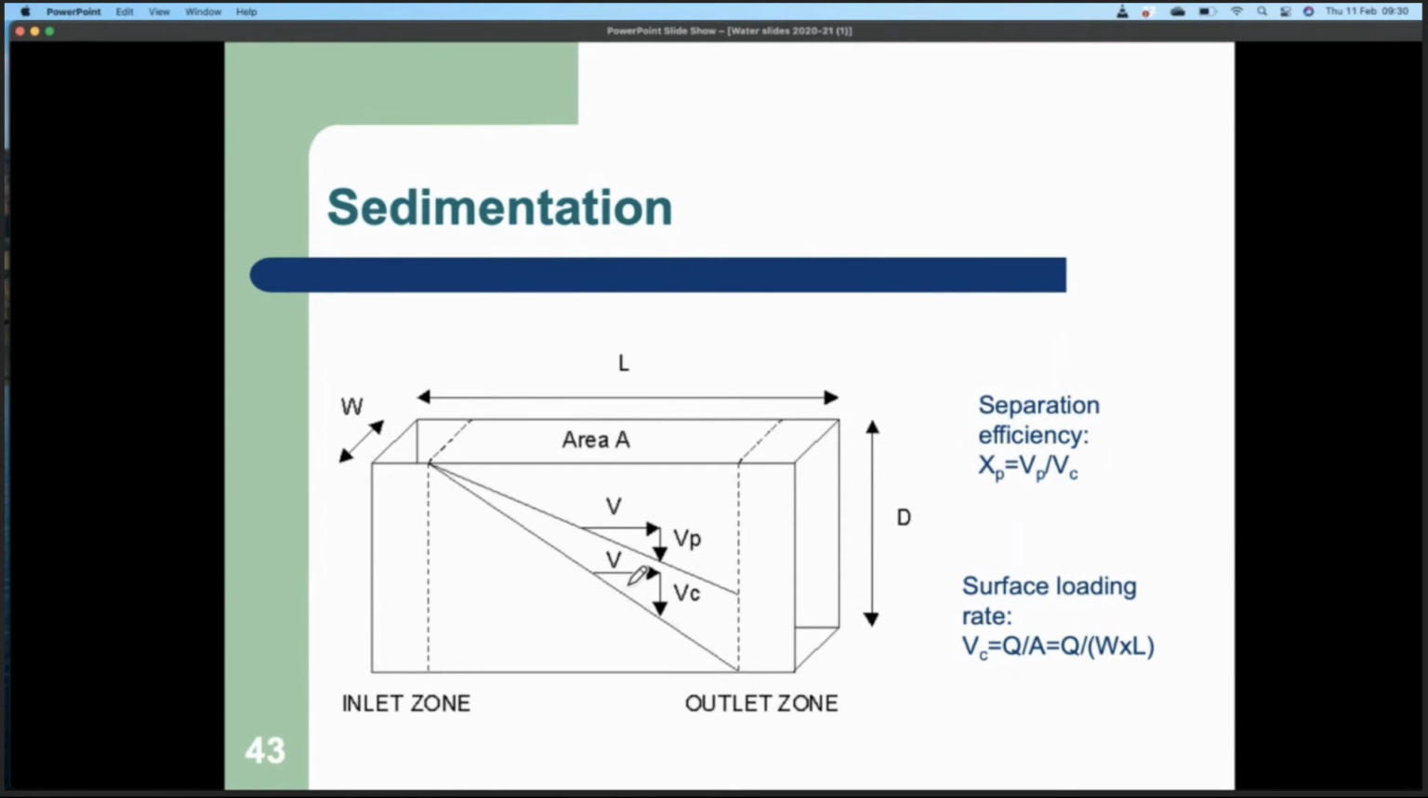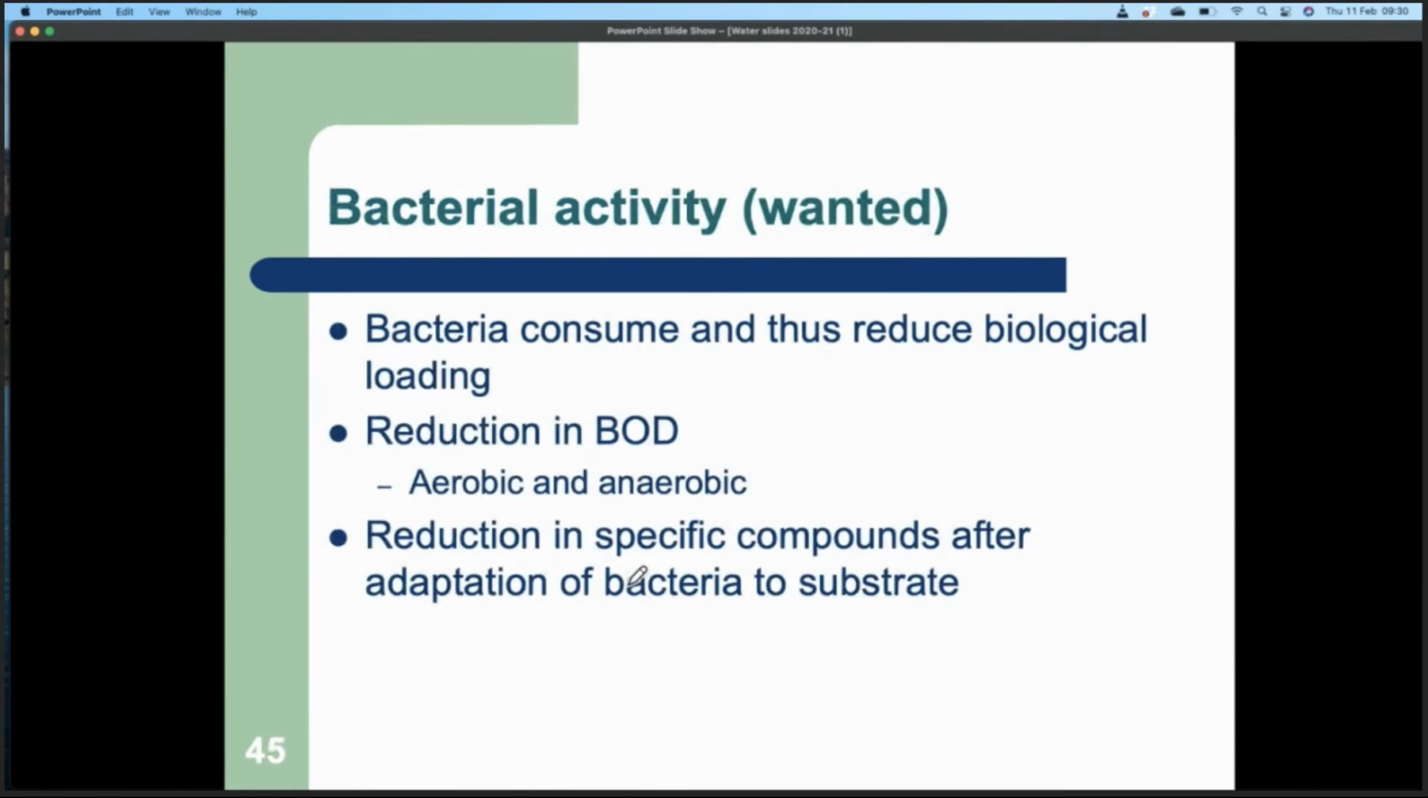Anyway, that's primary sedimentation. Then we can come to secondary treatment, and that's where we go back to the bacterial activity. And I mentioned this already. So I said last time that there's different environmental conditions that you need to ensure you have or don't have if you want or don't want bacterial activity. So here in the secondary treatment, we want to have bacterial activity because we want to grow as many bacteria as we can, so that these bacteria consume and therefore reduce the biological loading in our water, so that this biological loading is not then discharged into the receiving environment.